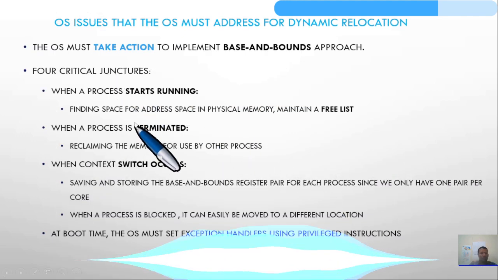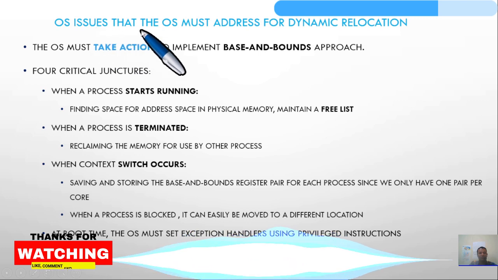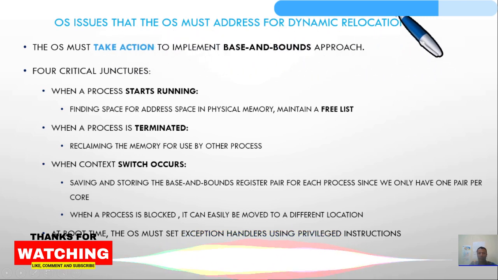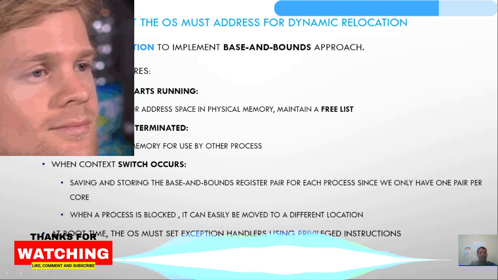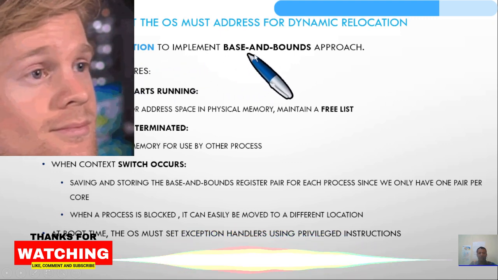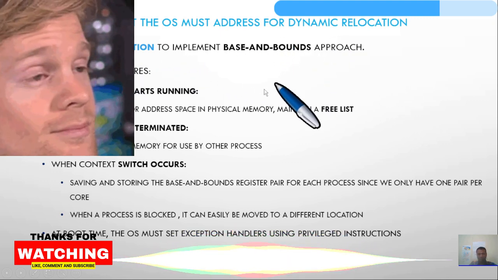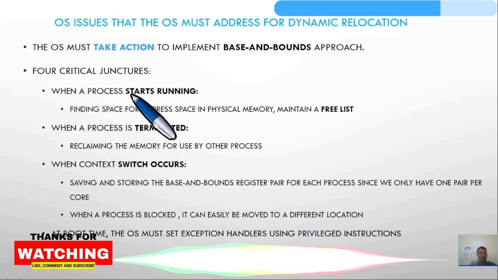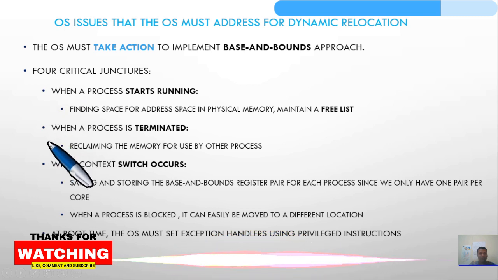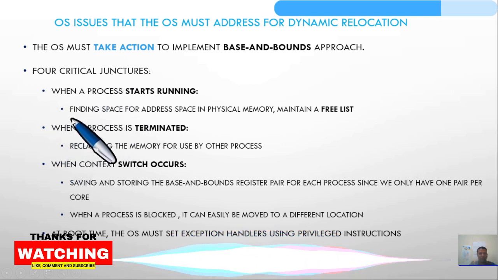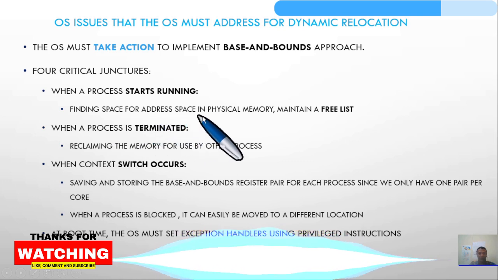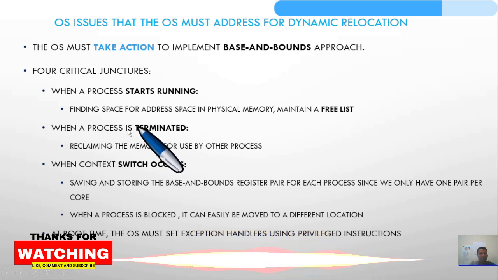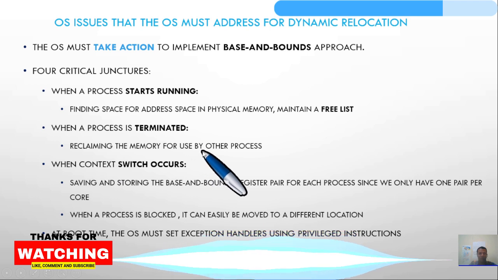So, other issues. Let's see the operating system issues that the operating system must address for dynamic reallocation. The operating system must take action to implement the base and bound approach, as we have seen now. There are 4 critical junctions. When a process starts running in the virtual memory, in the address space, the operating system finds space for the address space in the physical memory and maintains a free list. This is one.